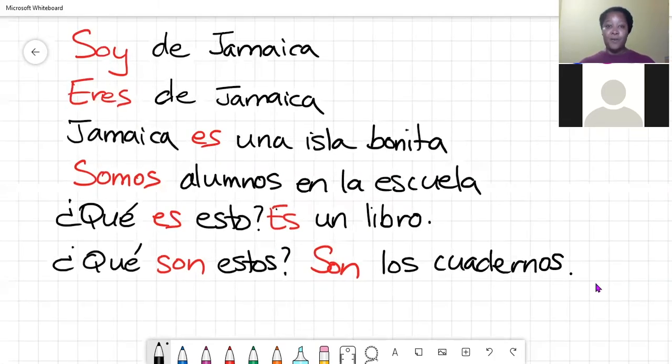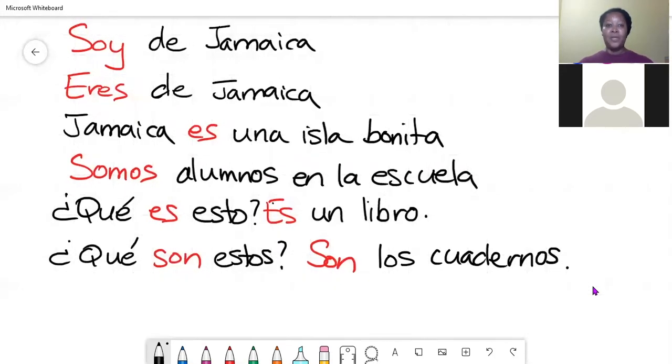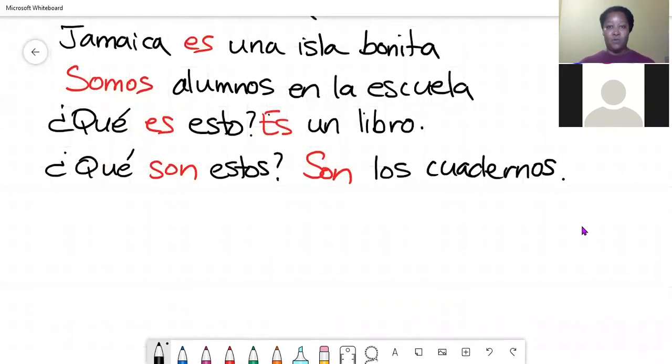Now, as we go further in the lesson, I'm going to be telling you about the uses of SER. And then I want you to look at the uses and come back to this little passage and tell me what use do you see coming out in the passage as we discuss it. So let's now look at the uses of SER.